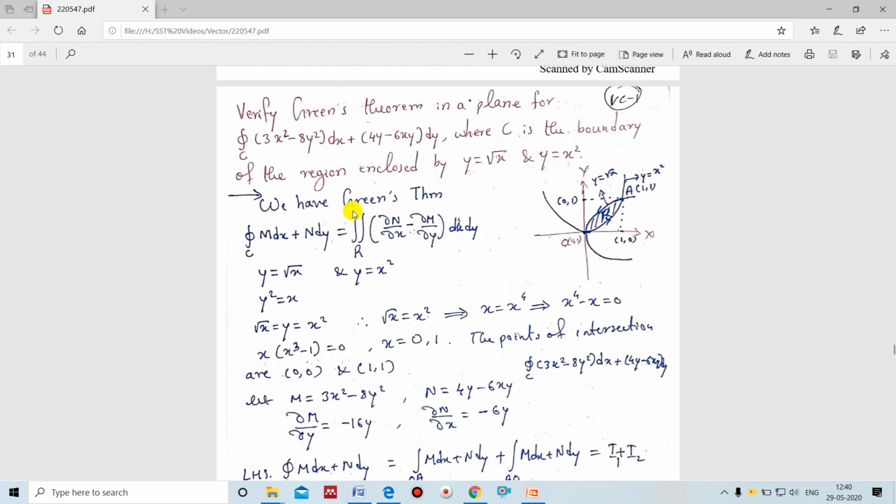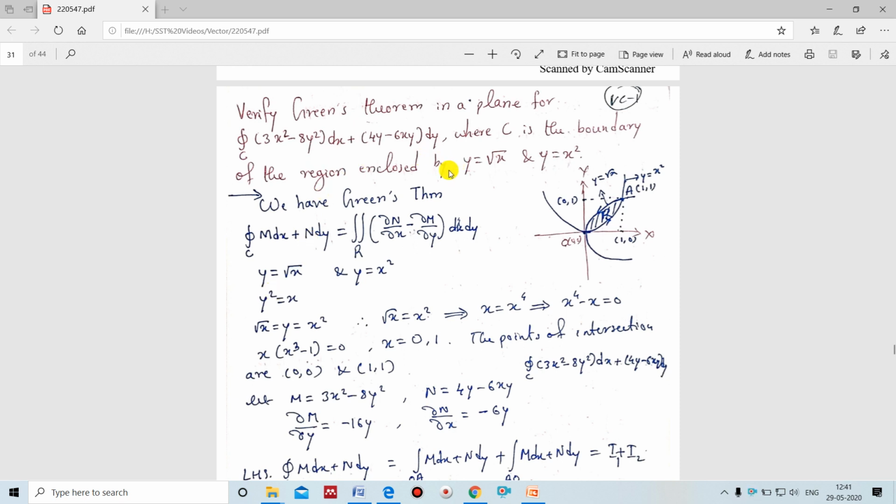have Green's theorem. Already in the previous slide Green's theorem is explained. So Green's theorem is given by the integral along the curve C of M dx plus N dy equals the integral over the region of dou N by dou x minus dou M by dou y into dx dy. Instead of M and N in the statement I have used P and Q.